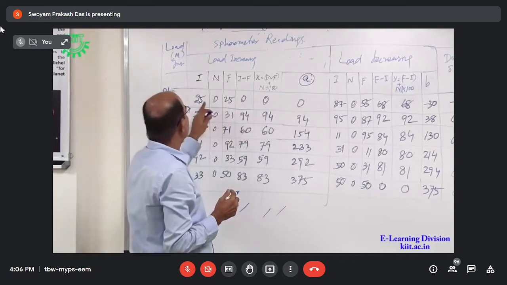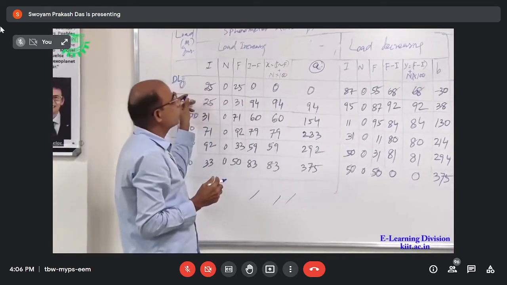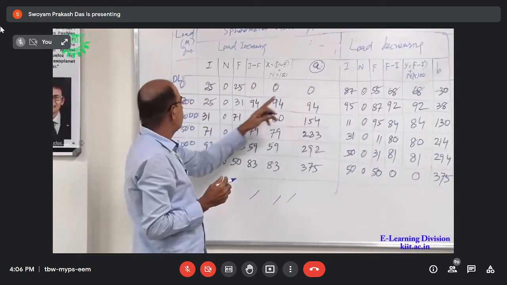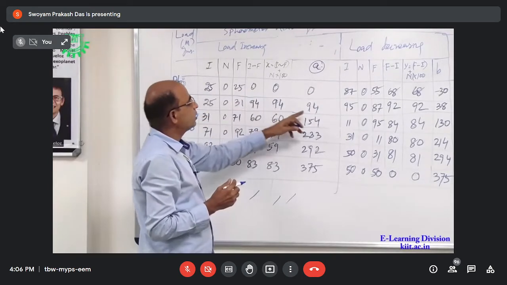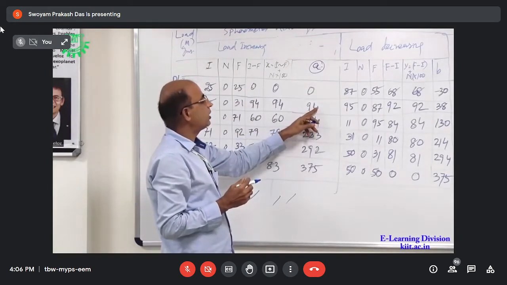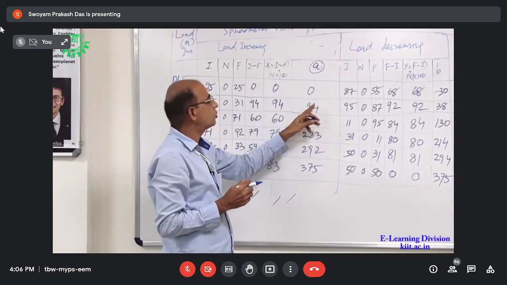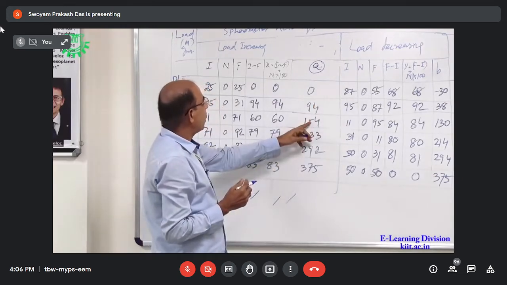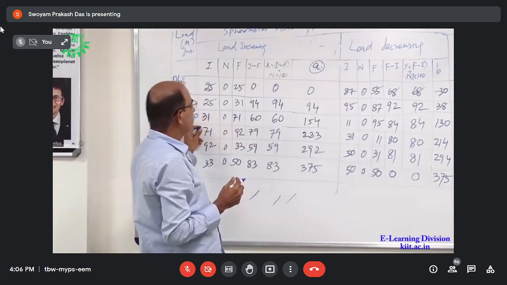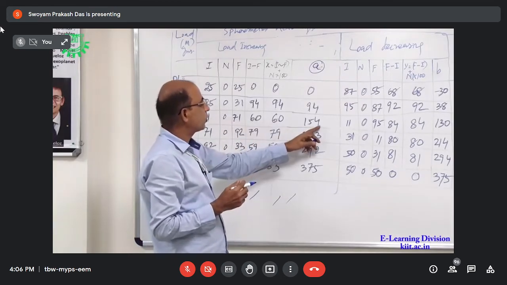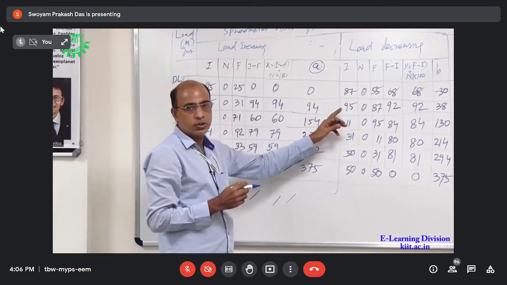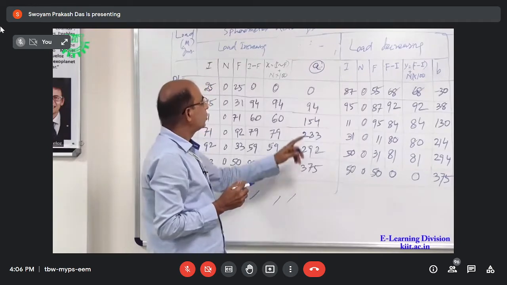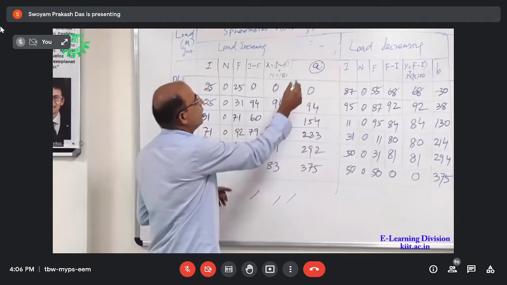Initially the load was 0, so there is no depression. When the load is 500, this is the number of divisions, 94 circular scale divisions we got. After 500, the next observation is 1000. For that we got 154 divisions on the circular scale. So how do we find this value of a?